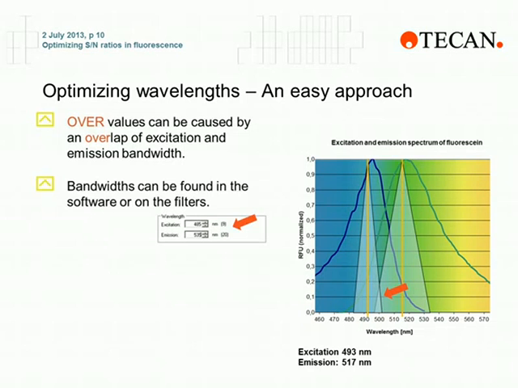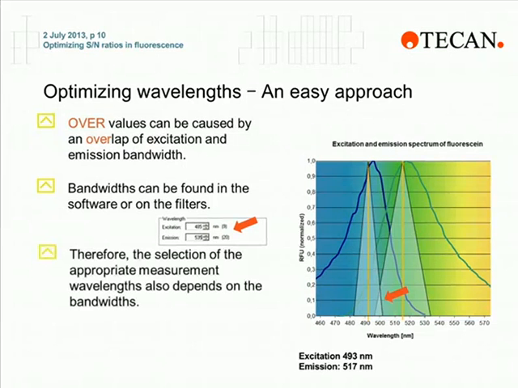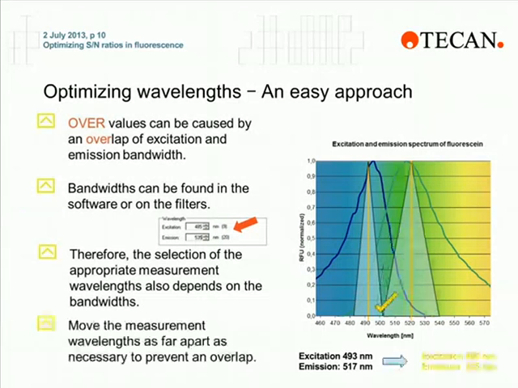So the bandwidth for the excitation and also for the emission can be found either in the software or, if you have a filter device, on the filters themselves. Therefore, the selection of the appropriate measurement wavelength also depends on the bandwidth you use. We can prevent this overlap, as shown in the animation on the right side, by moving our measurement wavelengths apart. Since this is a very important topic, we will have a closer look at it on the next slide.